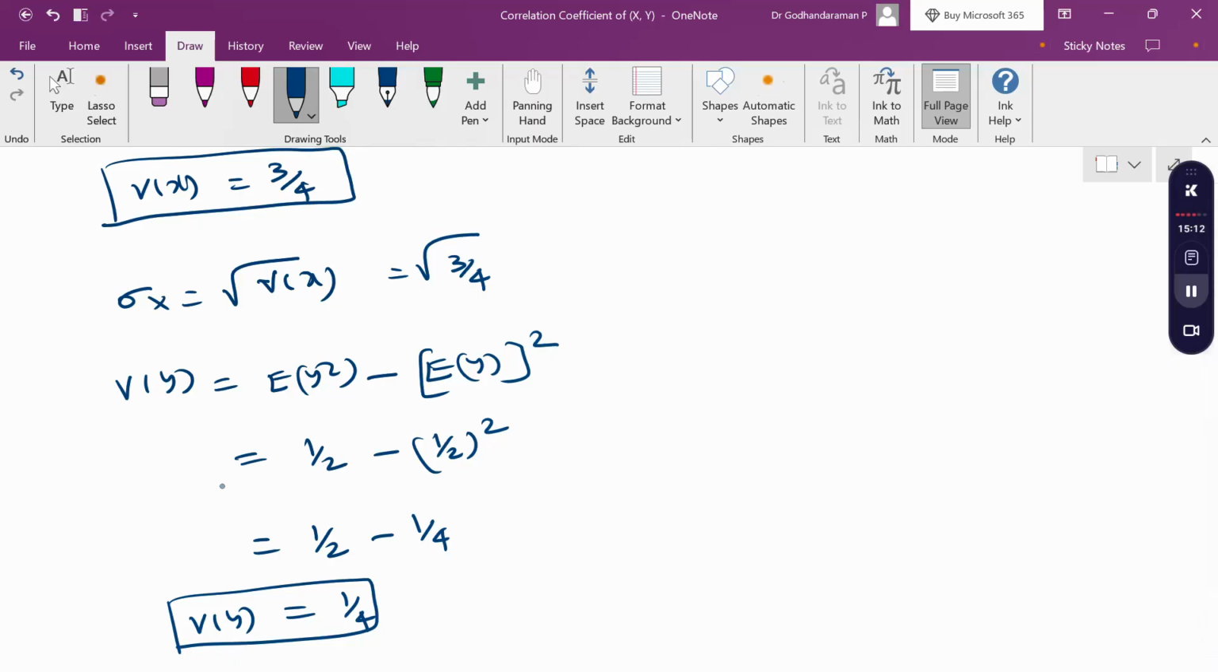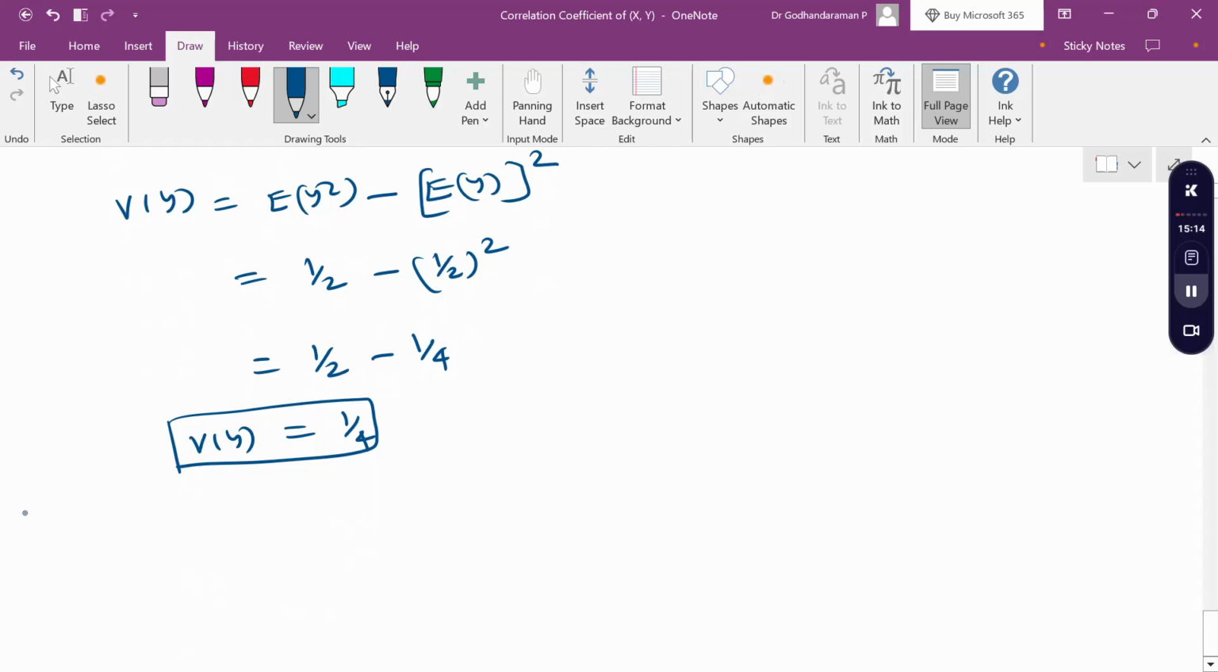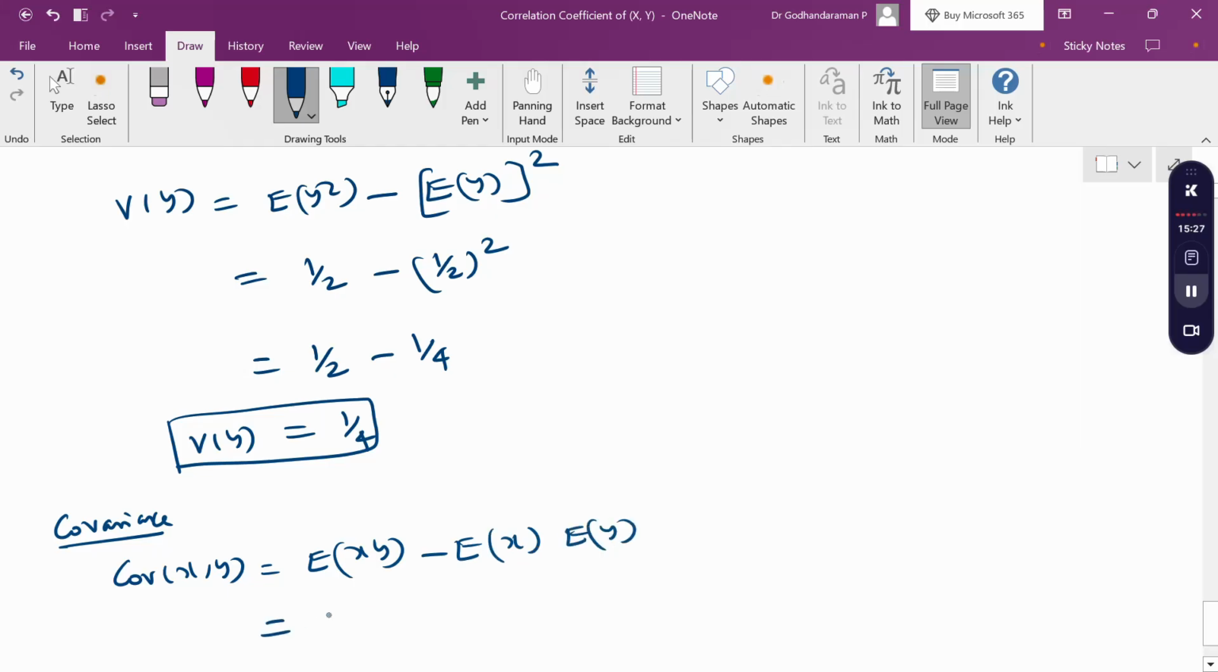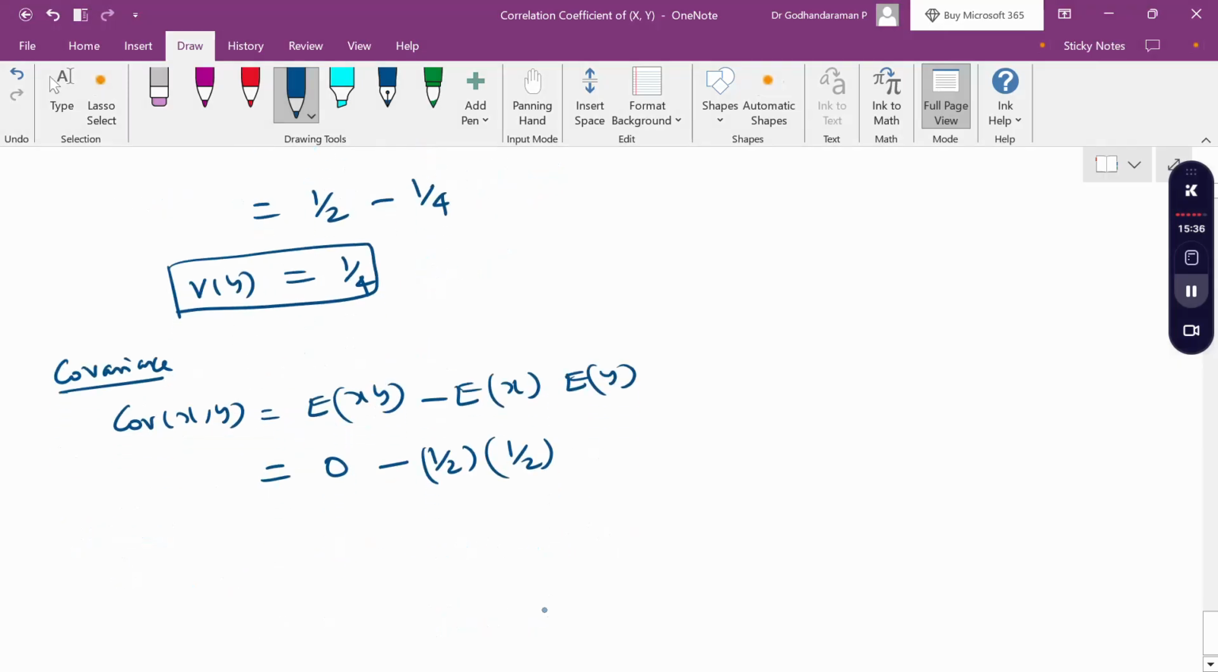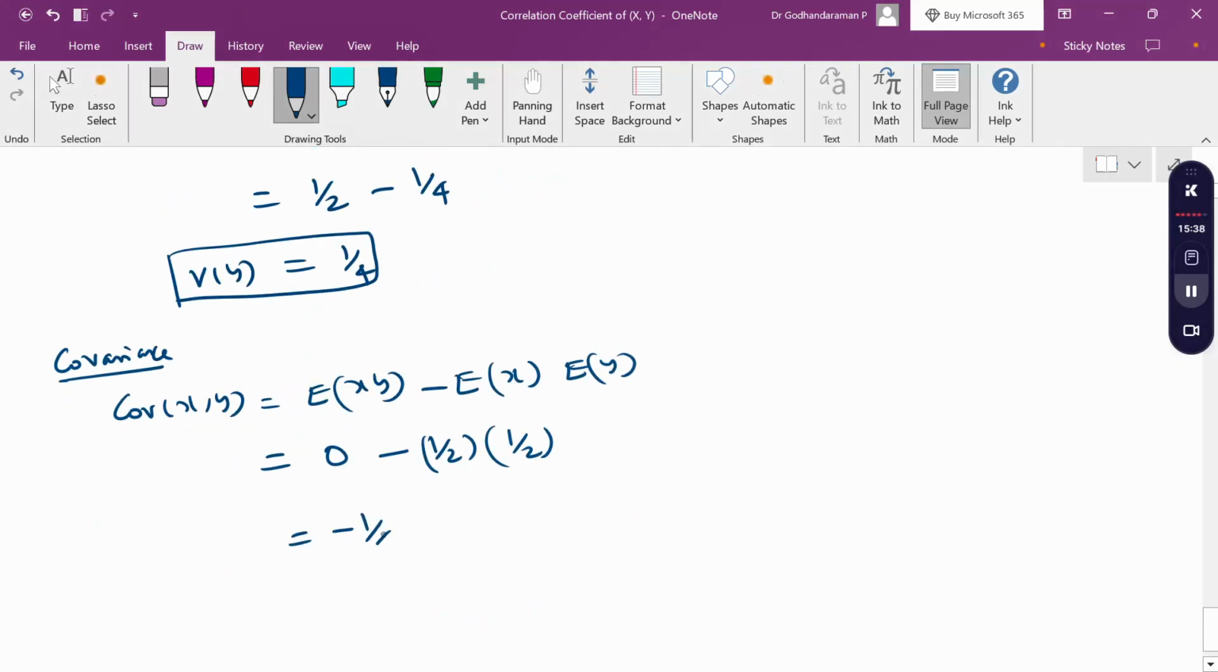Then to calculate covariance of x comma y, it is E of x y minus E of x into E of y. When I substitute E of x y as 0, E of x as 1 by 2 and E of y as 1 by 2, therefore 0 minus 1 by 4. So covariance of x comma y has the value minus 1 by 4.